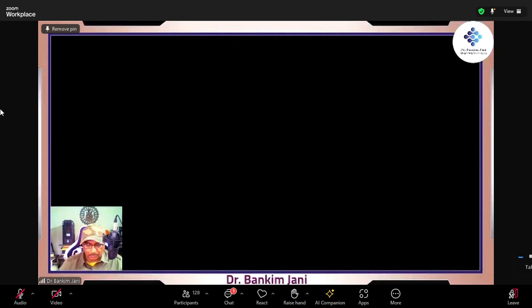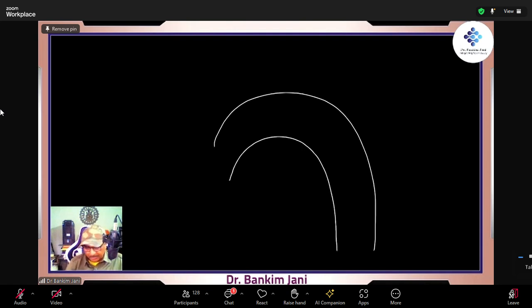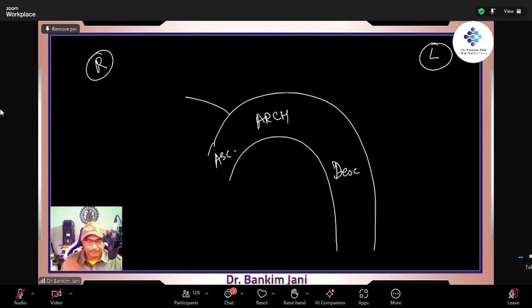Here is how we draw the aorta. This aorta is like this, right? This is what is called the ascending aorta. This is the arch of the aorta, and this is the descending aorta. Descending means it is going down. This is the big aorta. Now, this side is the right side, this side is the left side.